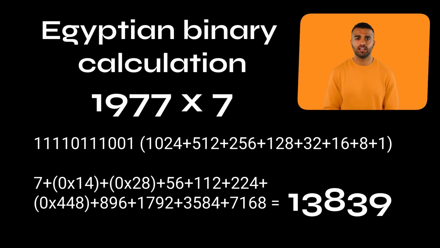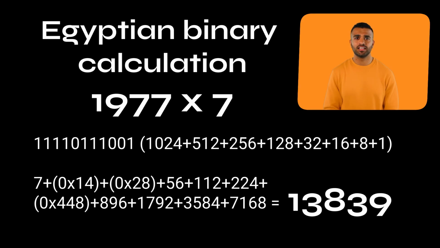Another example, 1977 is written as 1, 1, 1, 1, 0, 1, 1, 1, 0, 0, 1. If an Egyptian had to calculate 1977 times 7, he would break everything down to then calculate the binary series of 7 and only keep the numbers corresponding to the positions of 1977.